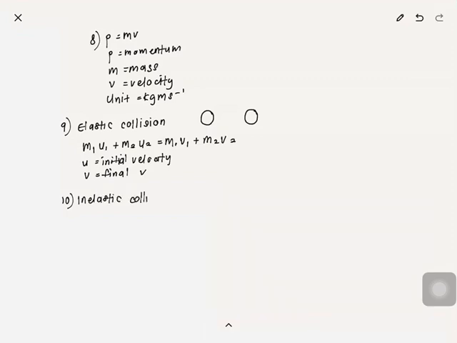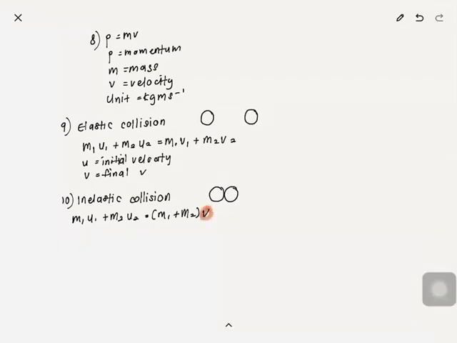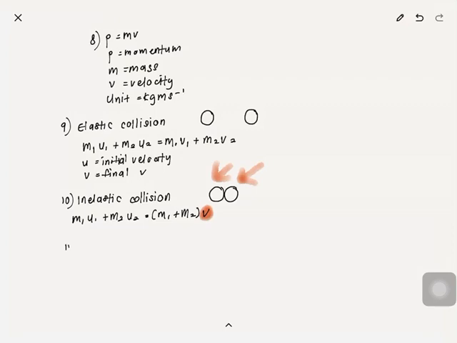And then we have inelastic collision. In inelastic collision, the objects will collide and they will move together as one. So the formula is m1u1 + m2u2 = (m1 + m2)v. If you notice here, in inelastic collision, there's only one velocity. It means that both objects move as one, and so they only have a single velocity because they share the same velocity.